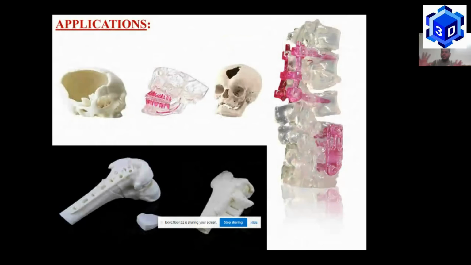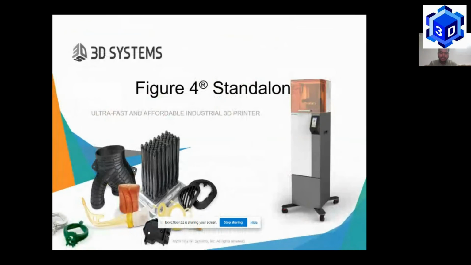So SLA has been used for models, transparent models, contrast models. I think what Dilip sir was mentioning in the morning session, to identify the internal screws, plates and all. And we have the Figure 4 Standalone, a machine we are installing a lot right now. It has a variety of materials, completely very fast industrial grade materials. You can use our end product for other applications.